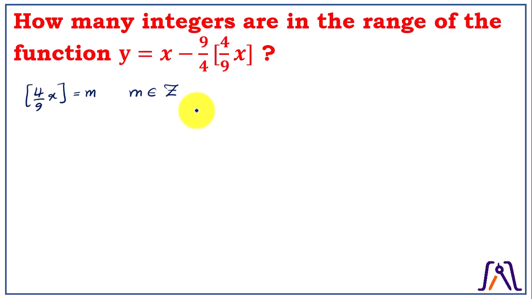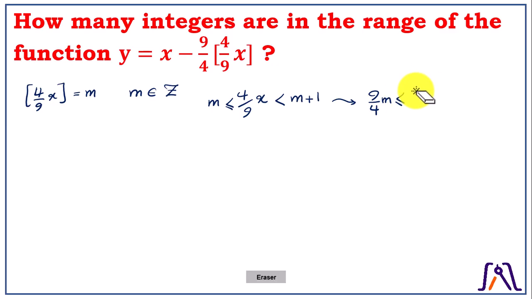Now, according to the definition of the greatest integer function, I can say that 4/9 of x is greater than or equal to m and less than m plus 1. And if I multiply this entire inequality by 9/4, I get this: 9/4 of m, I'm sorry, x, 9/4 of m plus 9/4.